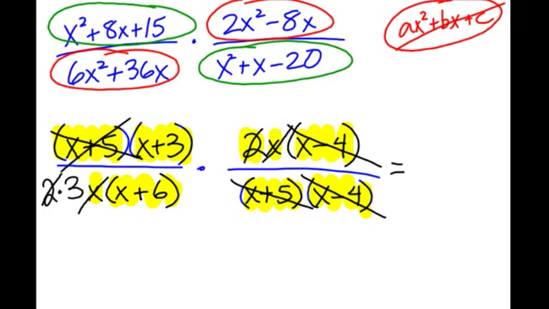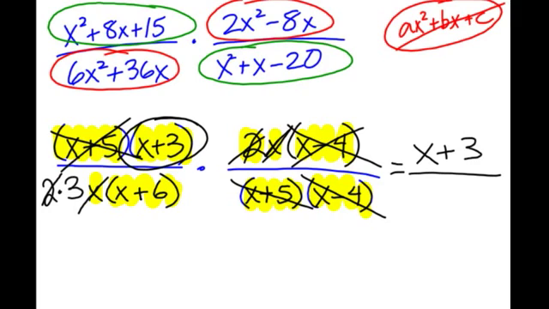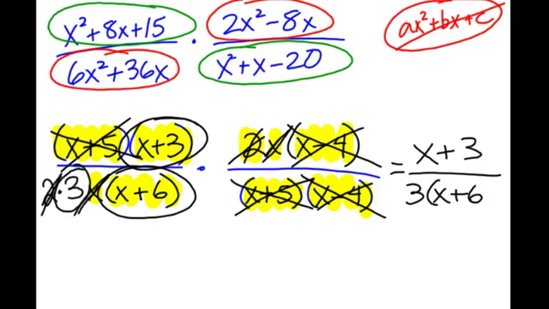And what are the only things I'm left with? On top, this is canceled, that's canceled, that's canceled, that's canceled. This has not. On the bottom, this is canceled, this is canceled, the x is canceled, the 2 is canceled, the 3 has not, the x plus 6 has not. That's my answer right there. I cannot simplify that answer anymore. That's my answer in its simplest form. That's number 1. Let's take a look at number 2.